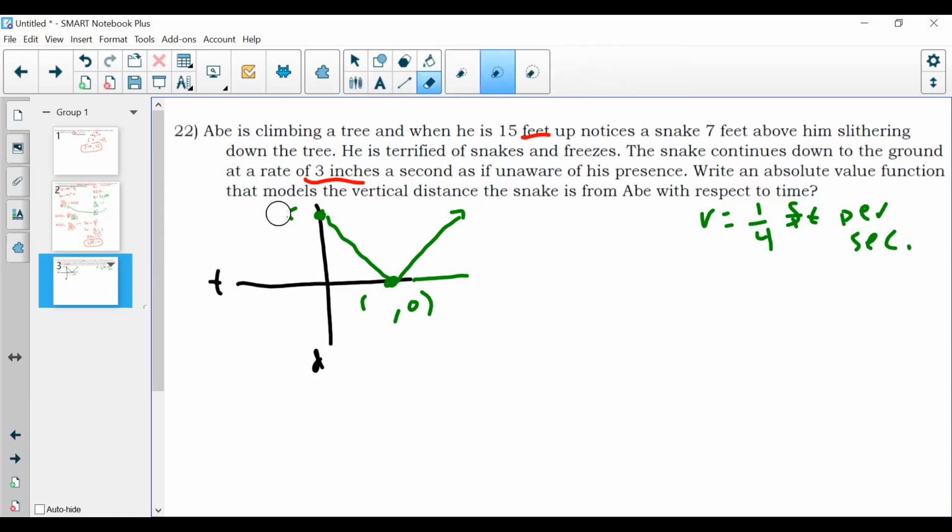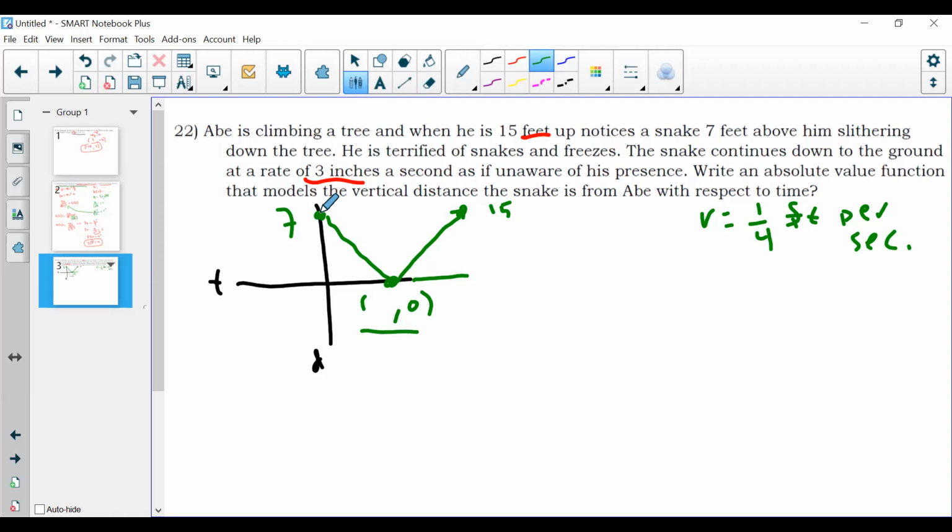Oh no, sorry, it's not 15 here, it's 7, because the snake is 7 feet away from him, not 15. Sorry about that. And he's going at 1/4 a foot a second till he gets to Abe, and then he keeps going away from him until he gets to a height of 15, but that part isn't that important. It doesn't really help me get my equation. What I care about is this HK right there.